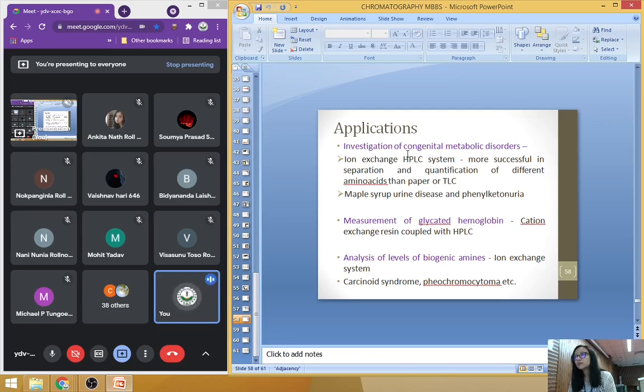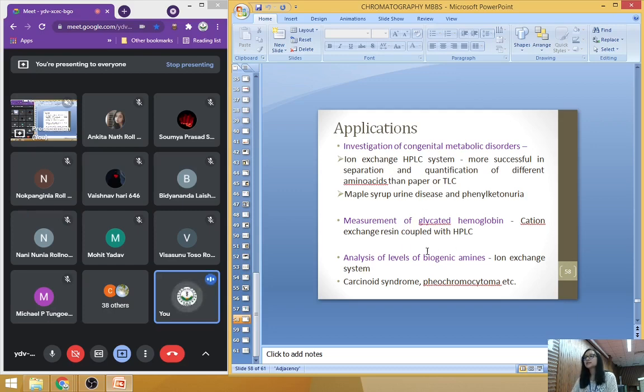As I told you, HPLC is high performance or high pressure liquid chromatography, but the principle can be different based on the different mechanisms of separation that we use. Okay, the column can be packed with different cation or anion resins. So that will give us a principle of ion exchange HPLC.